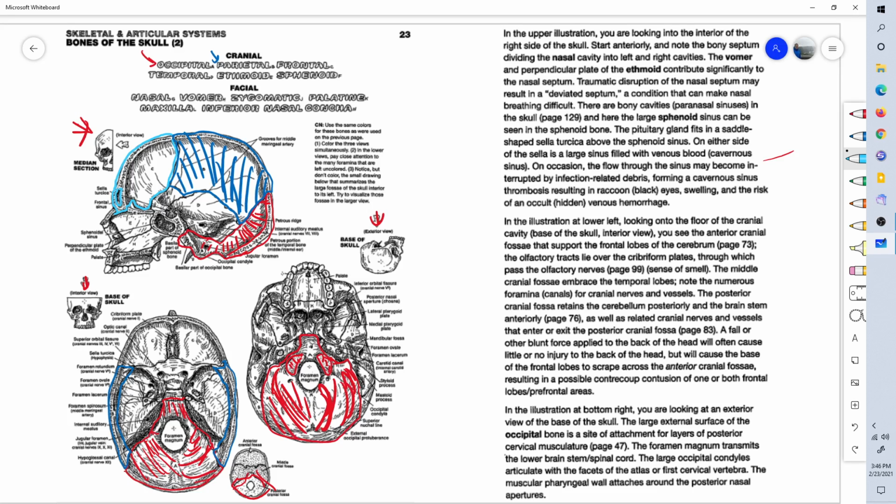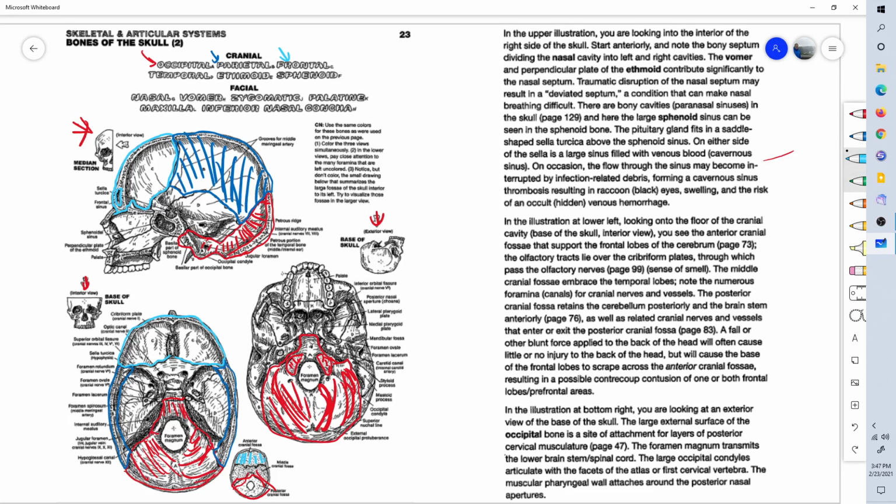And the frontal bone from the anterior view here. It is the home of the anterior cranial fossa and houses the frontal lobe of the brain. The anterior cranial fossa, the frontal lobe. Okay, that's the frontal bone.